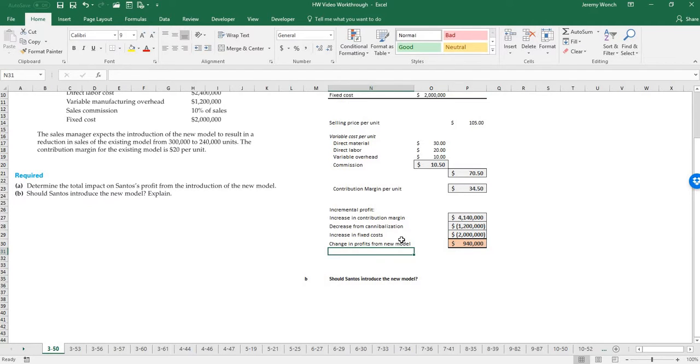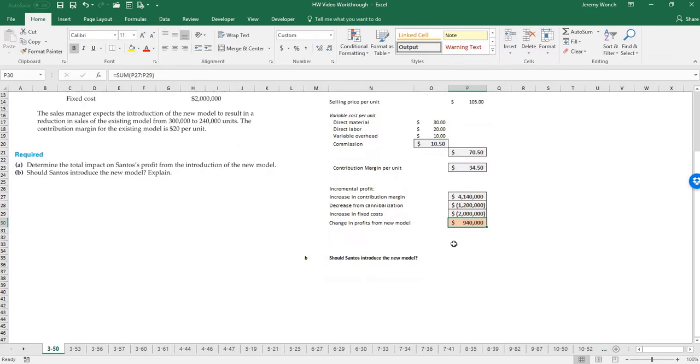Okay, so what this is saying is that, hey, if we introduce this new product, we're going to make an extra $4.1 million, but then we're going to lose $1.2 million from decreased sales in the old product, plus we're going to increase our fixed cost by $2 million, but still we're going to come out $940,000 better off if we introduce this new product than if we don't.